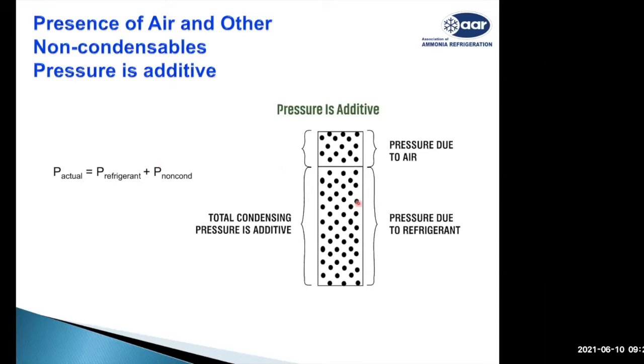So the actual pressure is the pressure of the refrigerant plus the pressure of the non-condensable. Typically, we call it air because air contributes the maximum part of these non-condensable gases. But remember, when we have a refrigerant pressure plus a pressure of air, our total effective pressure is the addition of both pressures. That's the pressure of air, nitrogen, hydrogen, and the ammonia pressure. So this total system pressure is a combination of multiple pressures generated by the refrigerant, air, or non-condensable gases.